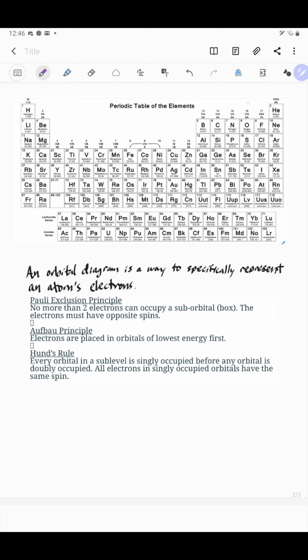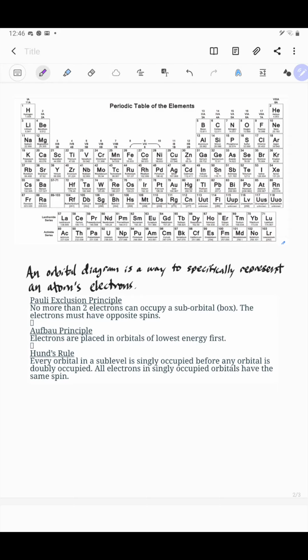But if I look at oxygen, we know that oxygen has 8 protons. And an uncharged oxygen is also going to have 8 electrons. So the only uncharged element in existence that has 8 electrons is oxygen. So let's keep that in mind going forward.